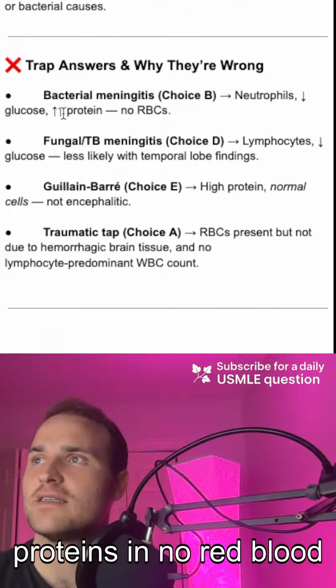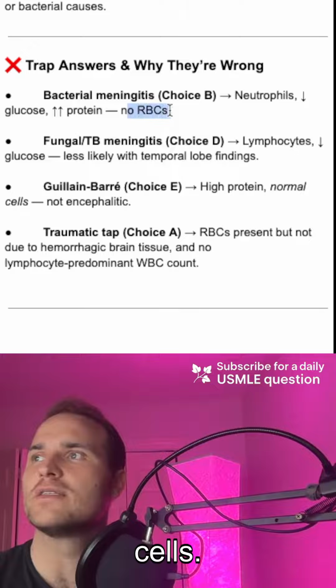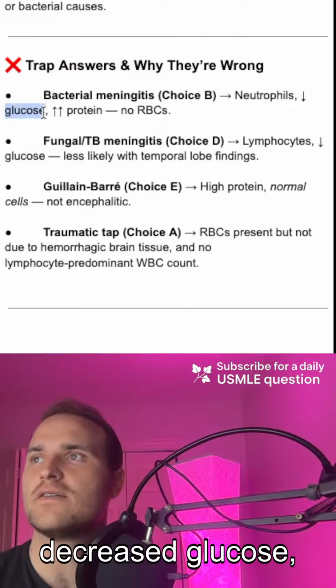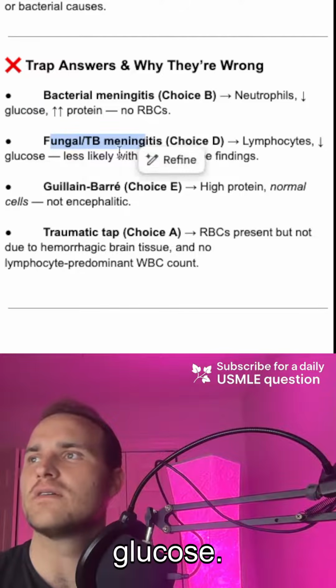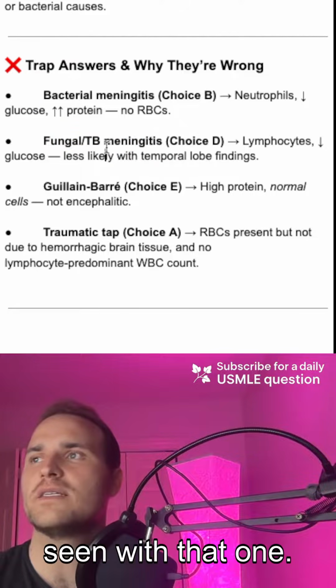Bacterial meningitis, you'd have increased proteins, no red blood cells. You'd also see neutrophils and decreased glucose because the bacteria is going to be eating it up. Fungal and TB also decreased glucose. Of course, the temporal findings are not going to be seen with that one.